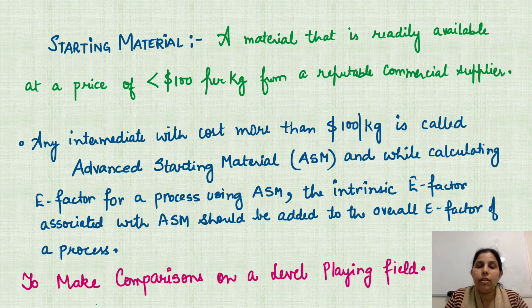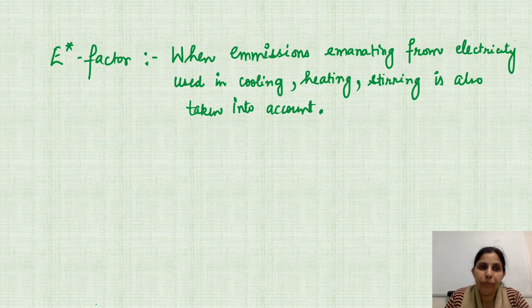But if the price of that material is more than $100 per kilogram, then it is considered an advanced starting material, ASM. And while calculating the E factor for such a process, we have to take into account the waste which is generated for the synthesis of the ASM. So this is just to make the comparison on a level playing field. That's why we are doing this.